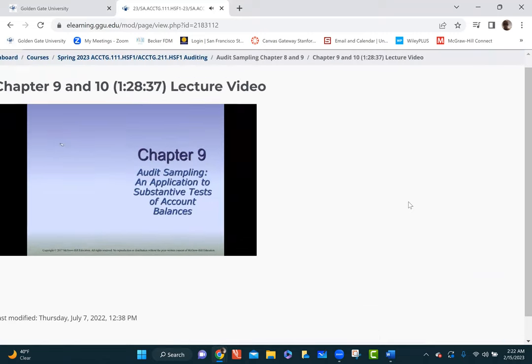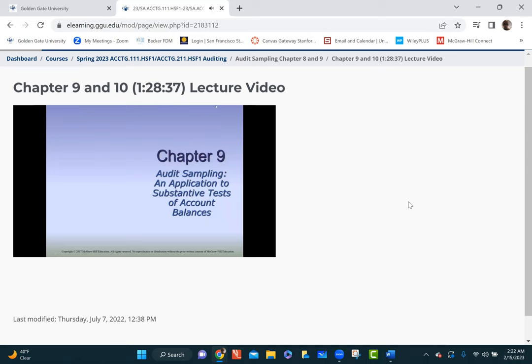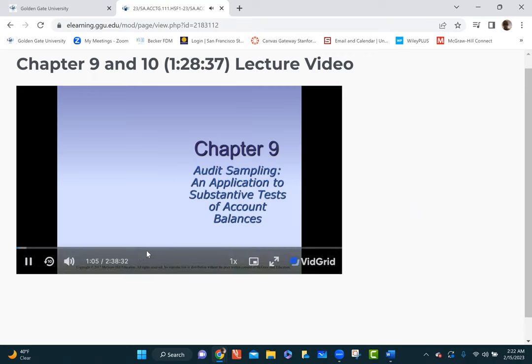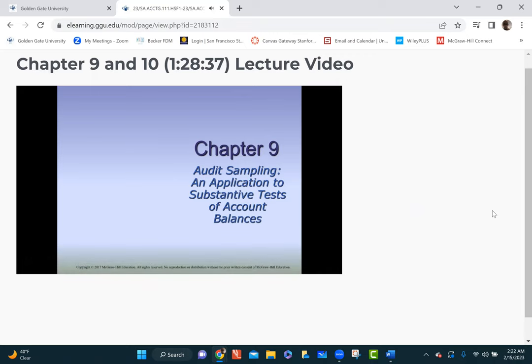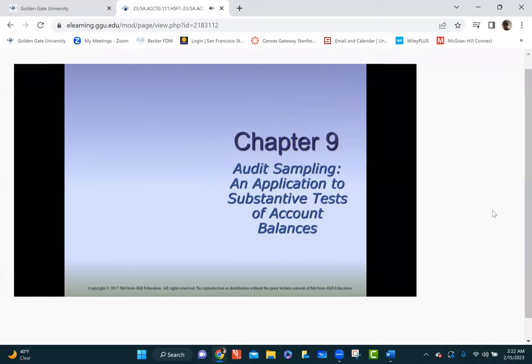Chapter eight, we talked about attribute sampling, and we talked about the use of attribute sampling in our test of internal controls. And we focused on things like determining sample size and how to evaluate the sample results. We talked about having our allowance for sampling risk, and our allowance for sampling risk provided a cushion. So it gave us something called the upper deviation rate. Upper deviation rate then was compared to our tolerable deviation rate. And as long as we hadn't exceeded our tolerable deviation rate, we determined that we could rely on the controls. So we stopped there and didn't move on to chapter nine yet.